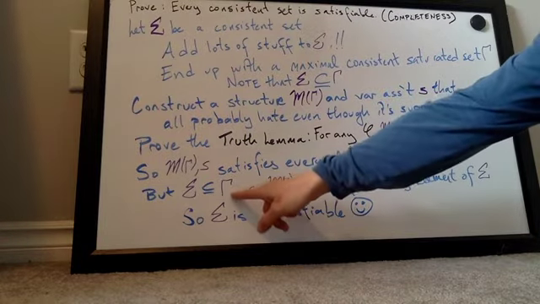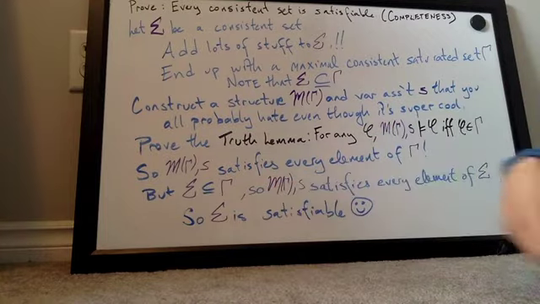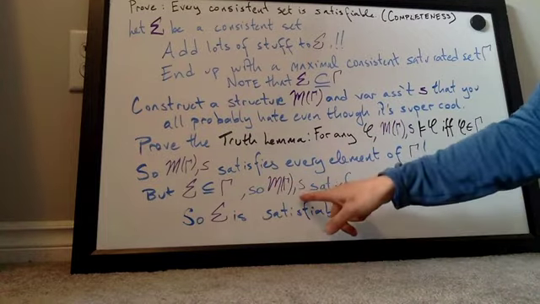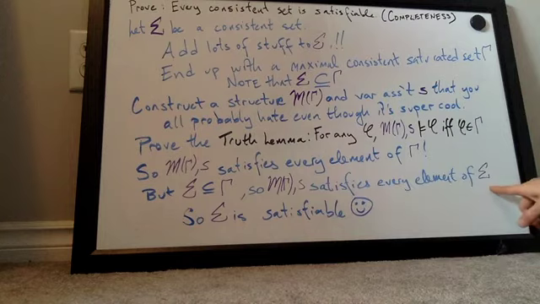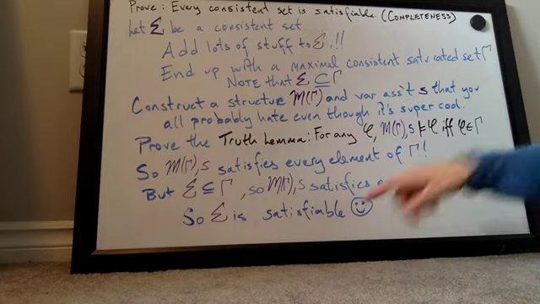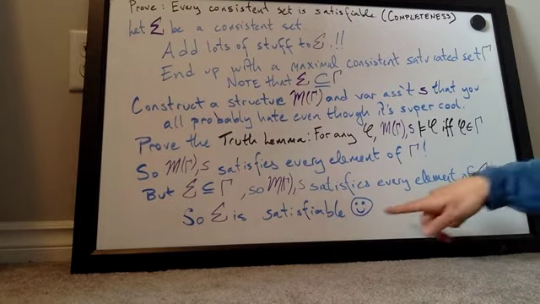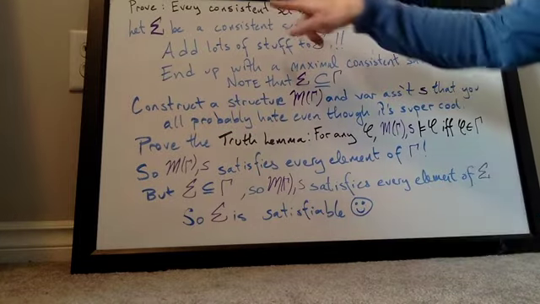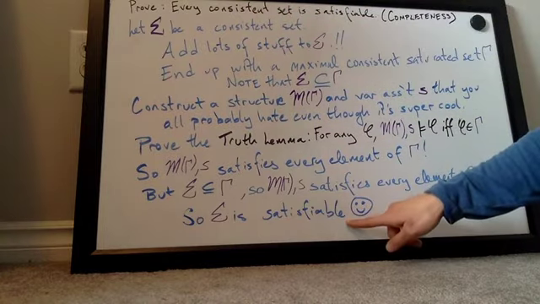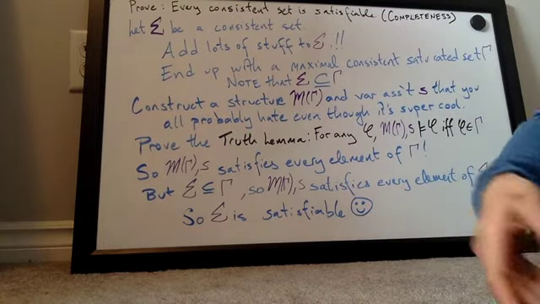And then we still have that sigma is a subset of gamma. So M gamma S satisfies every element of sigma. Because it satisfies all of gamma, it satisfies every element of the bigger set, and it satisfies every element of the smaller set as well. Then we have a structure that satisfies everything in sigma, which means that sigma is satisfiable. So this set that we started out with is satisfiable. And that's it. We started out with a consistent set, proved that it was satisfiable, and that is completeness.